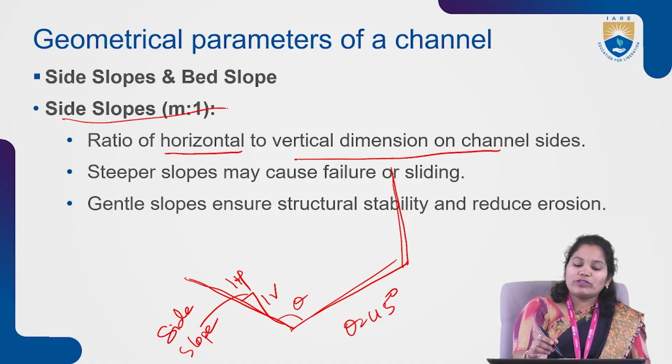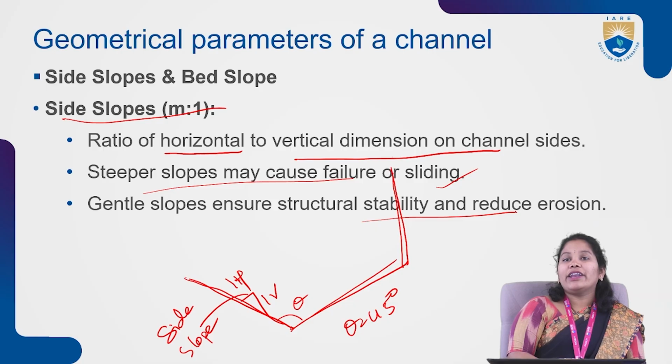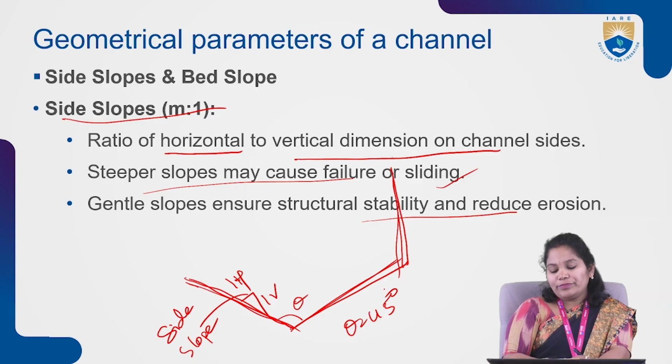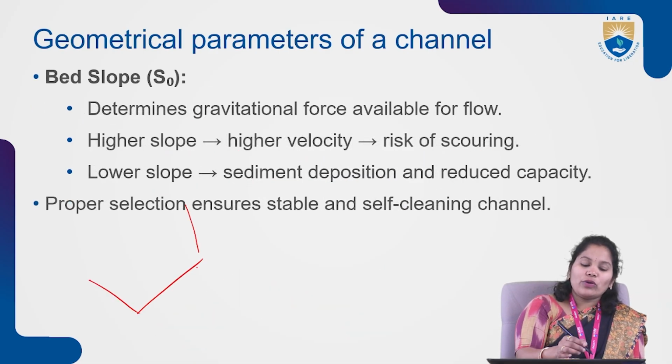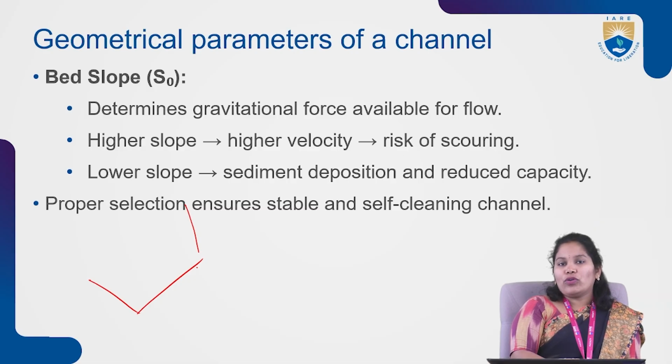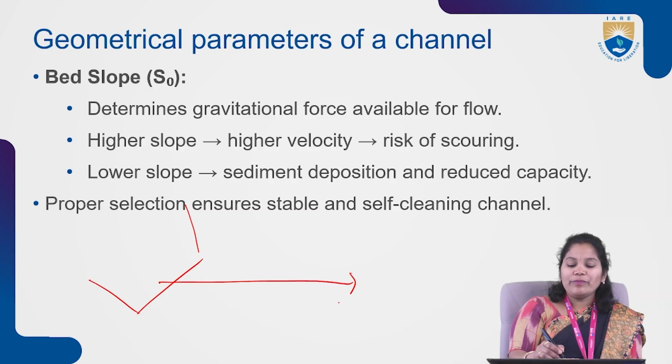Steeper slopes may cause failure or sliding, and gentle slopes ensure structural stability and reduce erosion. So depending upon these slopes also, the flow may vary, right? Now bed slope: we know that whatever the flow in an open channel, that is because of gravitational flow.